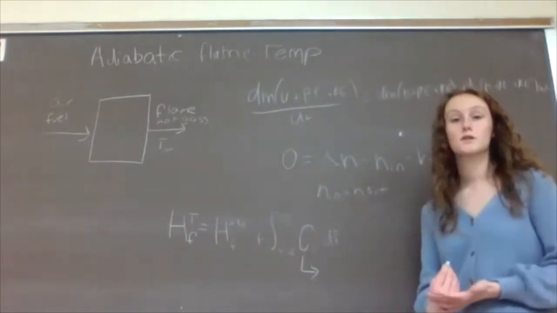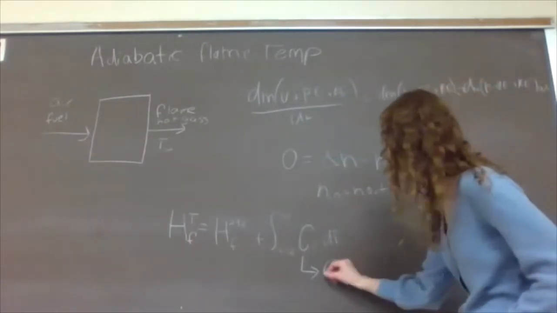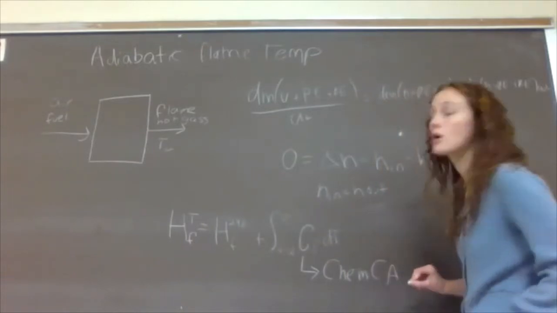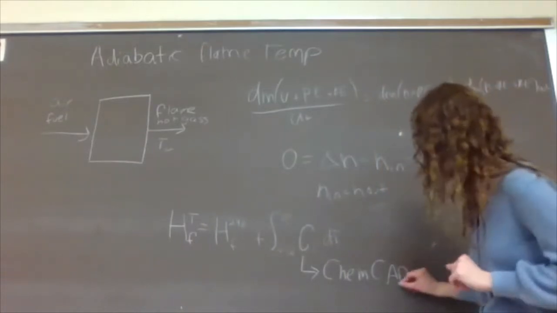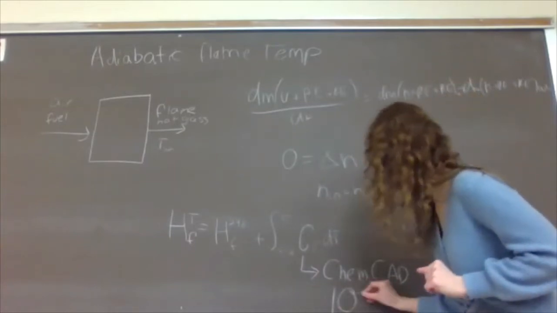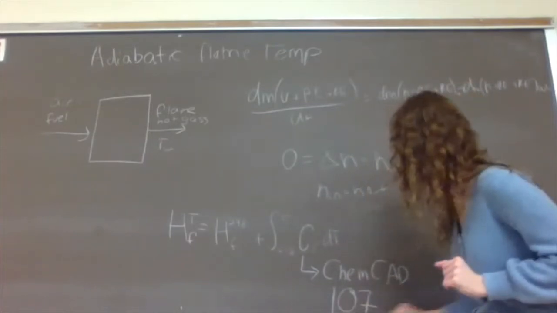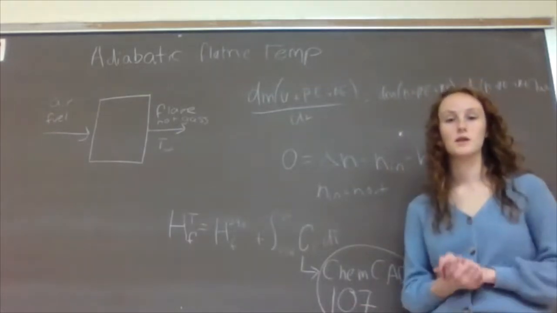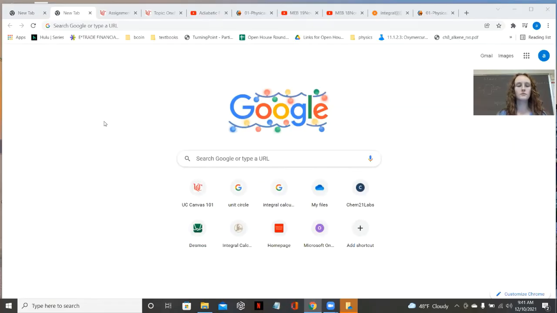So what we're going to do is look on ChemCAD. It's equation 107, the giant database. Sorry, I said equation 207 at first; it's ChemCAD equation 107 for this. And then we can look at that on the computer and see where to go from there.